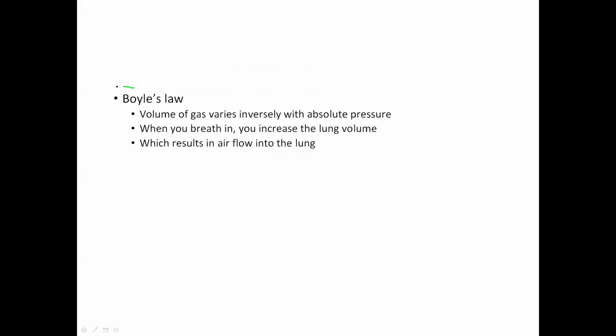Boyle's law in layman's terms. Boyle's law reads: the volume of gas varies inversely with absolute pressure. You're like, what? Well, in layman's terms, it means when you breathe in, you increase lung volume, which results in airflow into the lungs.